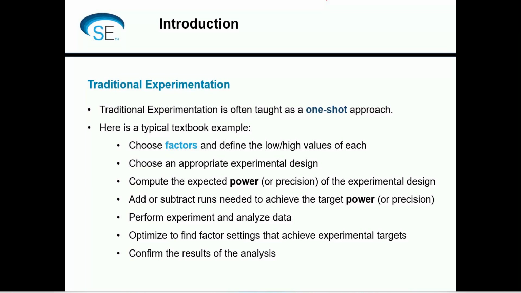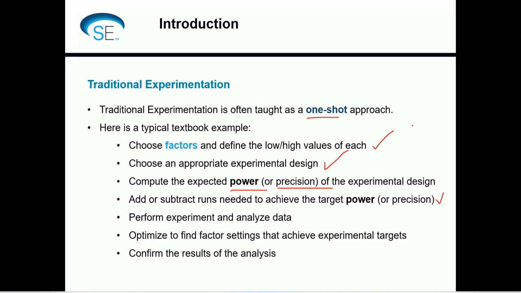Traditional experimentation, in my experience, and I've been at this for over a decade now, is almost often in textbooks or in webinars, and even in some of the courses we do, taught as a one-shot approach. Meaning you do the experiment and you're done. So a typical example might be something like you choose your factors and you define the low and high value of each one. Could be a mixture component, could be a categorical factor. You use software such as Studies 360 or Design Expert to choose the appropriate experimental design. You take a look at either the power or the precision or the FDS in order to get an idea of how large your design should be so that it has a good chance of giving you the information that you're looking for. Okay, that's this step right here.